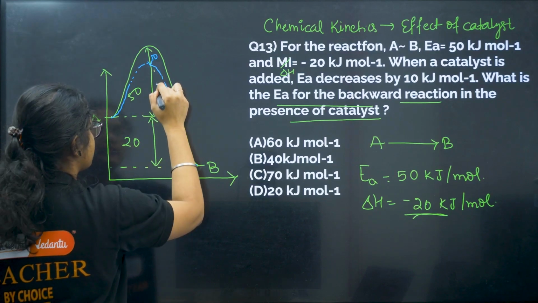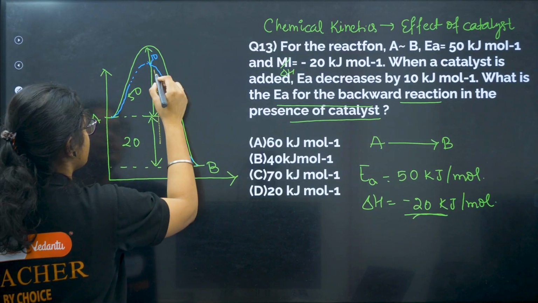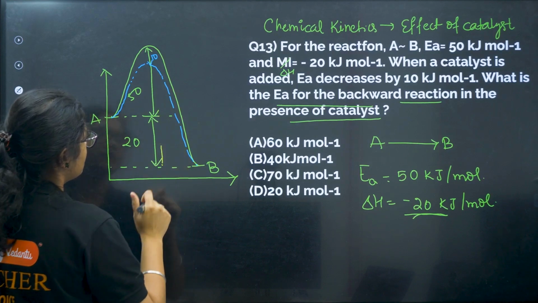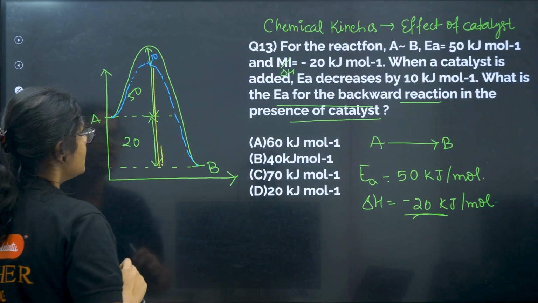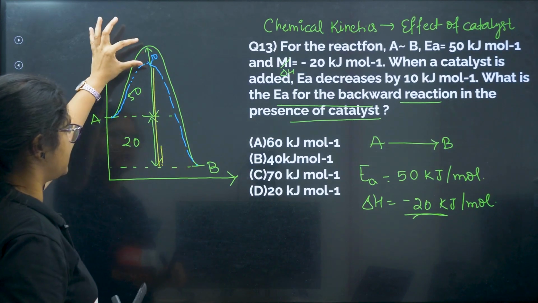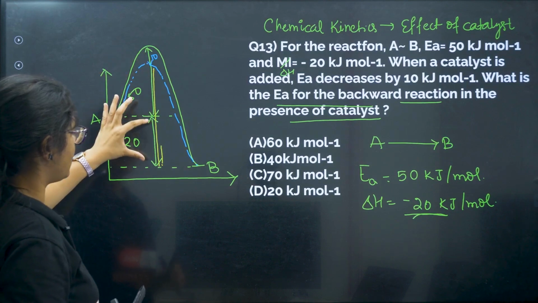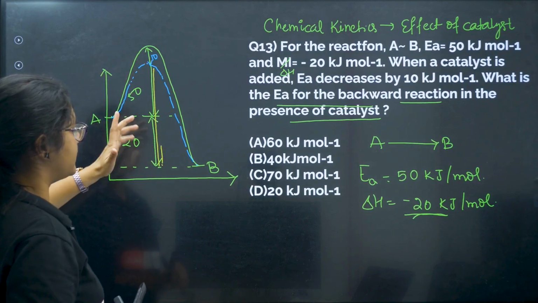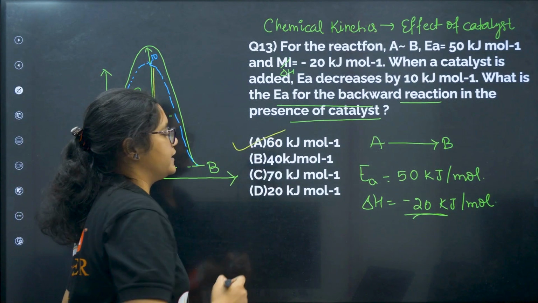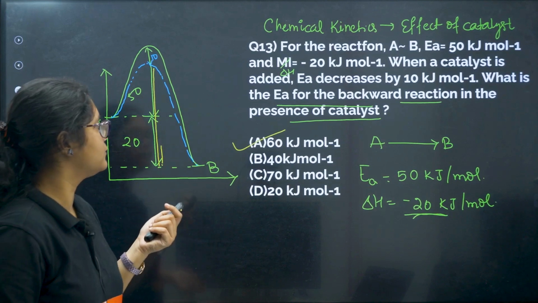You have to calculate this value. Now you see this total was 50, 10 decreased, so this is 40 and now this is 20, so 40 plus 20 is 60. So the correct answer here is option number A, very simple one.